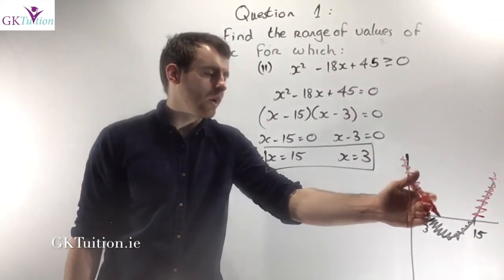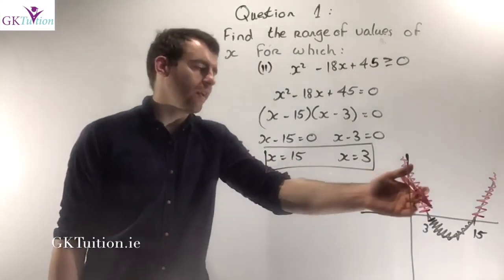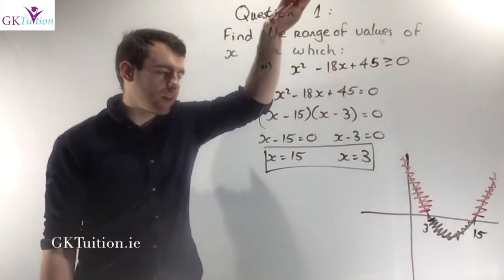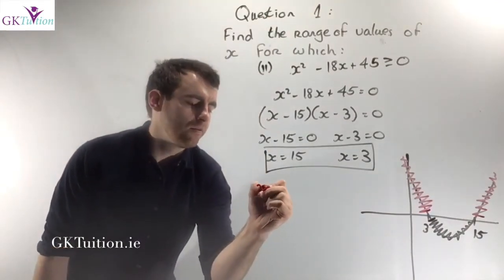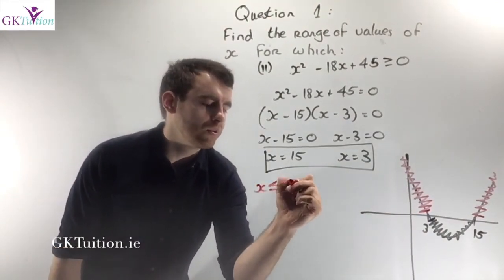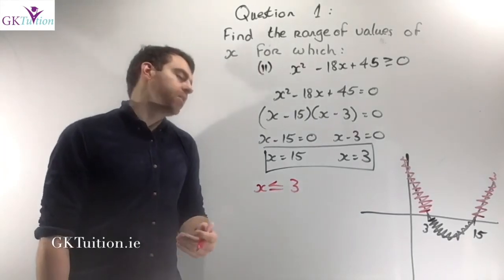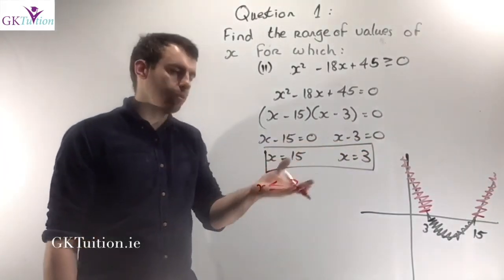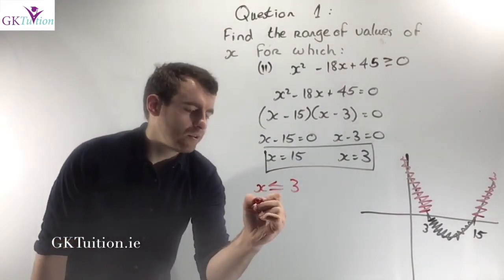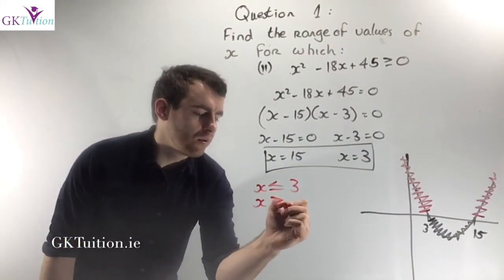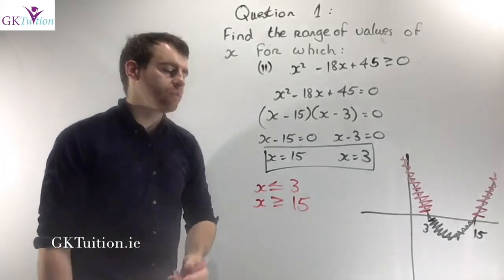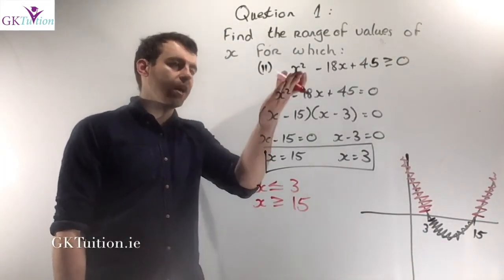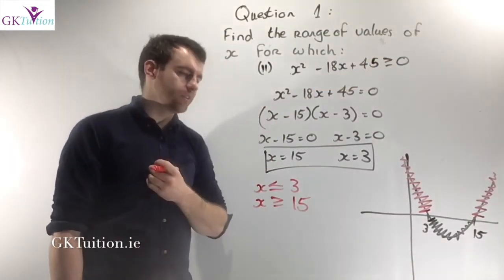One of them is when x is less than 3. If x is less than 3, then the quadratic is above the x-axis. So my first answer is x is less than or equal to 3. But then I notice that if I take an x value bigger than 15, then the quadratic is also above the x-axis. So what if I took an x value greater than or equal to 15? If x is greater than or equal to 15, the quadratic is also greater than or equal to 0.